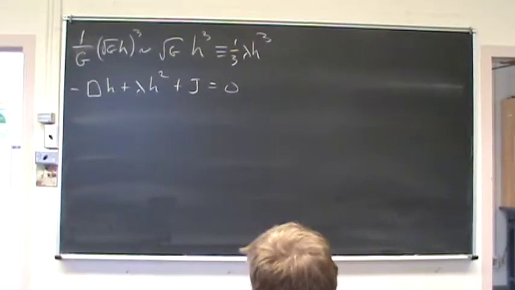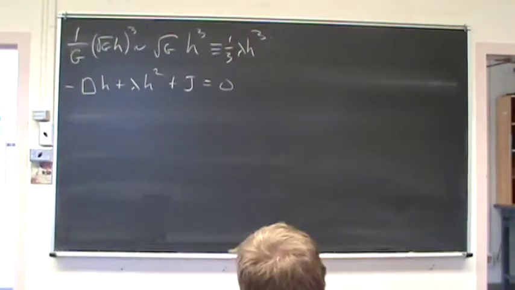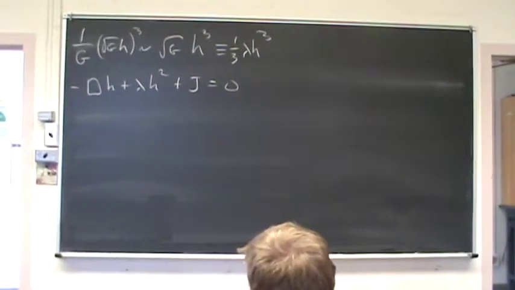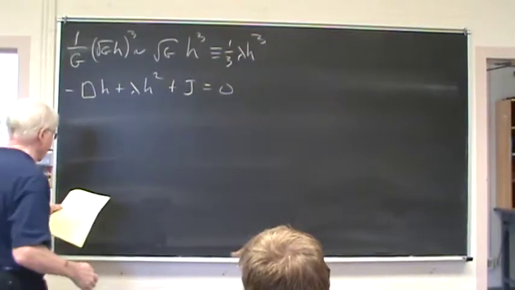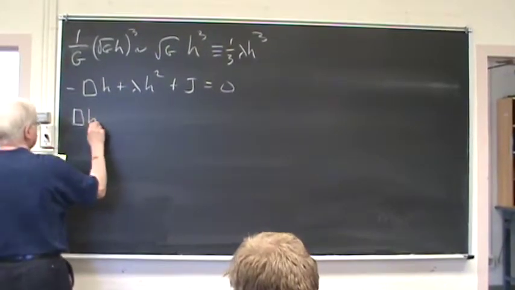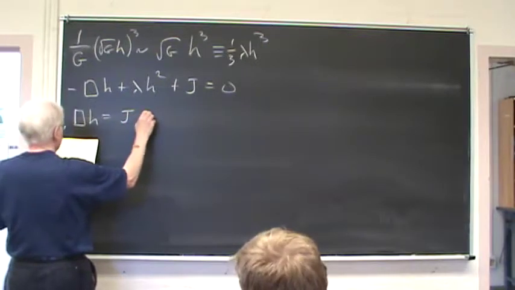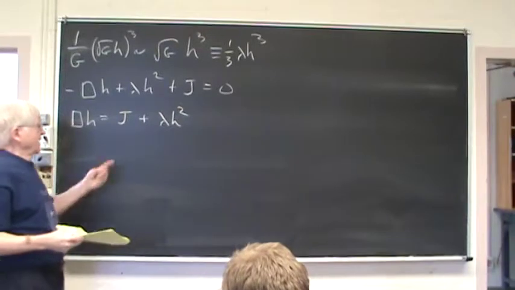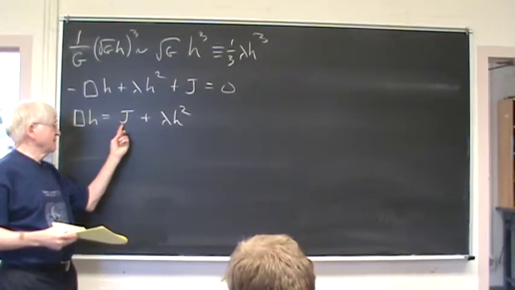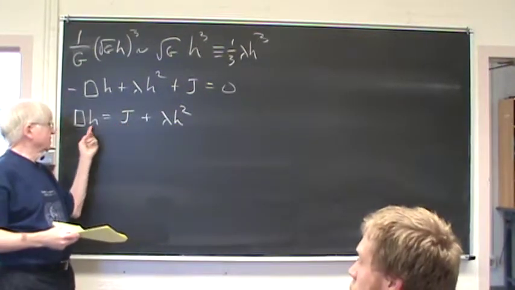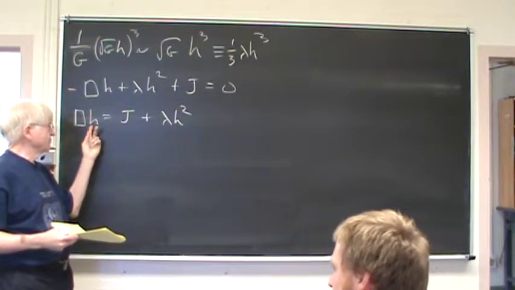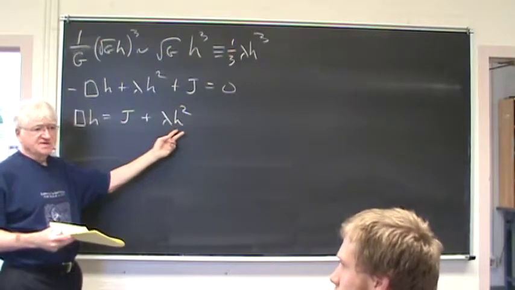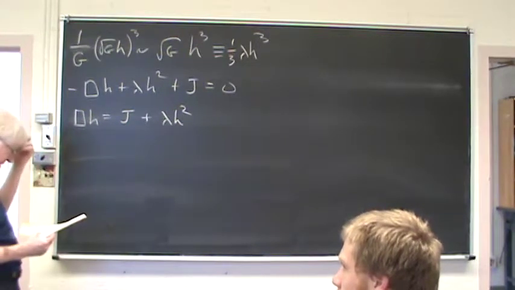And don't worry too much about details here, because we're just illustrating things rather than actually trying to precisely calculate anything. So the field equation is box h equals j plus lambda h squared. So we'd say this is the matter or the energy that causes the gravitational field, and this is the interaction of the gravitational field with itself.